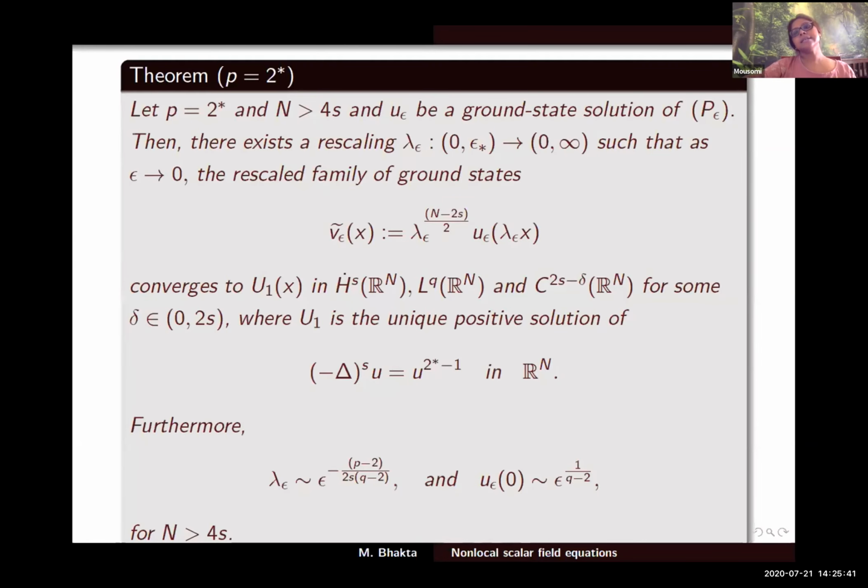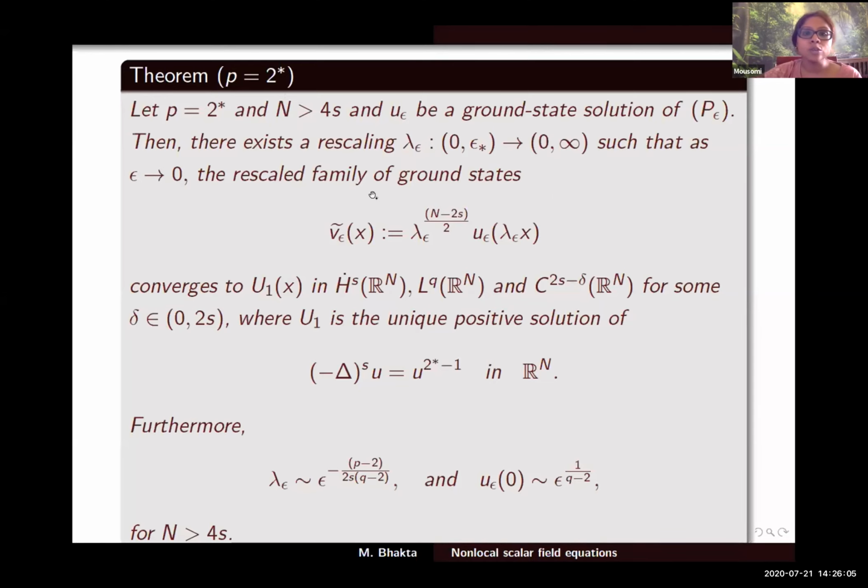So next we're interested in what happens to the asymptotic behavior of U epsilon, the ground state solution, as epsilon goes to 0. How does U epsilon behave? It actually varies depending on whether we are studying the case where P is subcritical, critical, or supercritical. So P equal to 2 star is called the critical case.